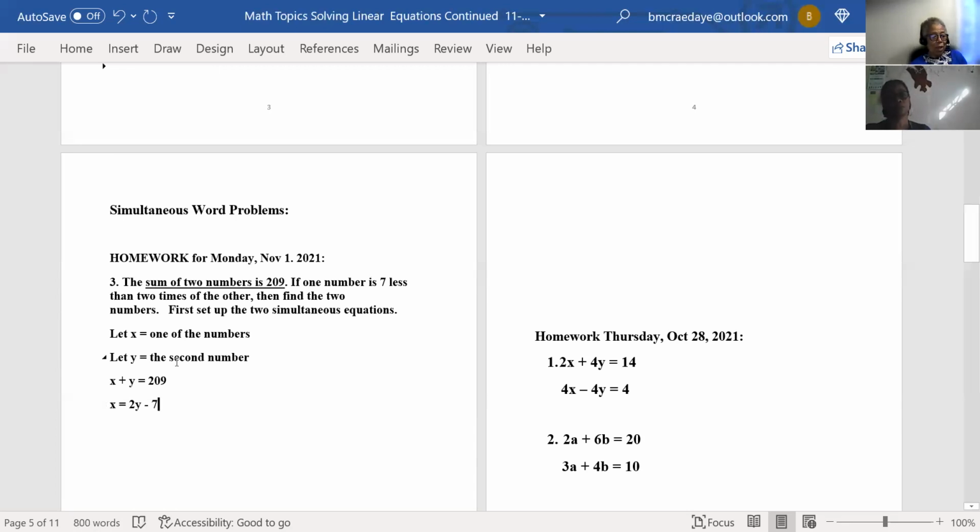One number, we're calling that x, is 2 times the other, which is y, and then 7 less than that, that's the minus 7, 7 subtracted. All right. Those are your two simultaneous equations.